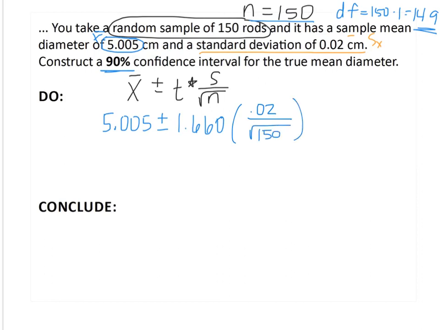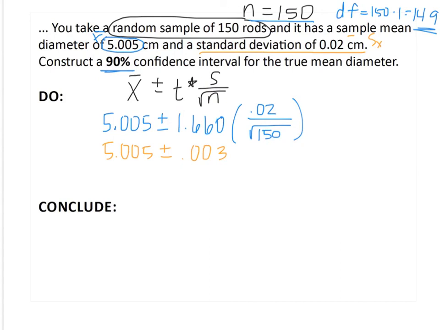So I plugged in x bar, which I got from the problem, plus or minus t star, which came from 90% meeting 100 degrees of freedom, because there was no 149, times s, or the standard deviation of 0.02, over the square root of n. When I do these calculations, I'm going to get 5.005 plus or minus 0.003. So how I got that 0.003 came from doing this arithmetic.